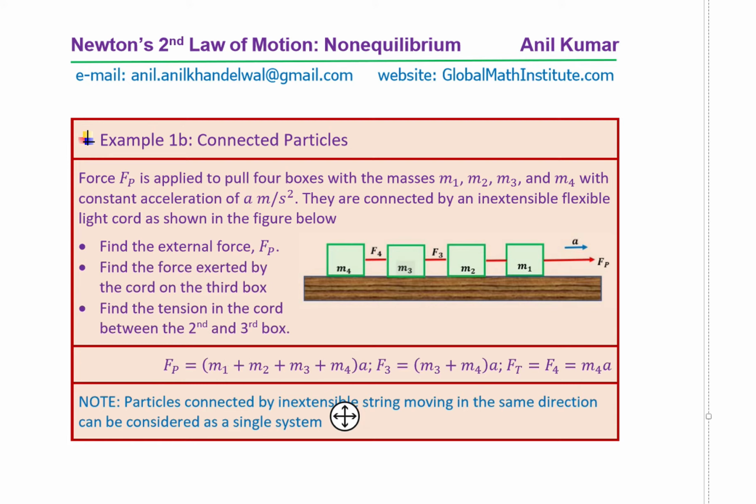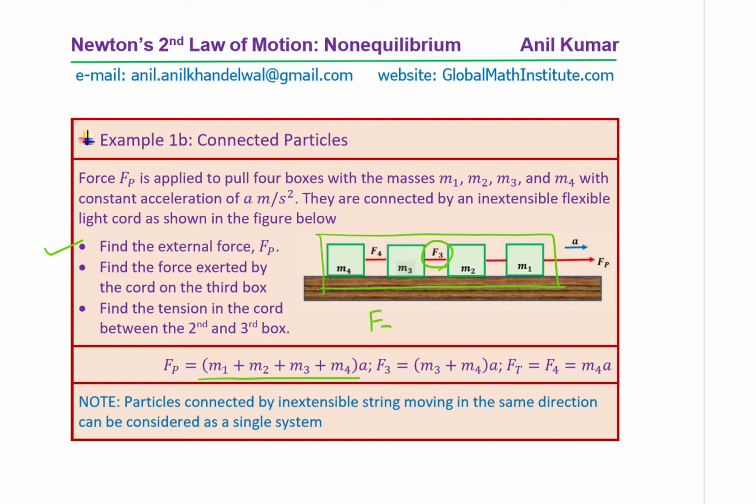So simple as that. When you connect all the forces, you could treat this as one system. You get the idea. So we are looking at the sum of the masses, as shown here, times acceleration, and that is equal to Fp. So the external force we have found. Find the force exerted by the cord on the third box. So we have to find F3, the tension in the cord between 2 and 3. Well, the tension is the same, right?